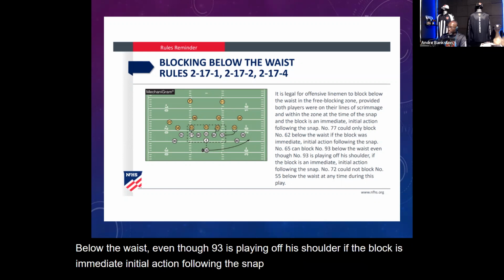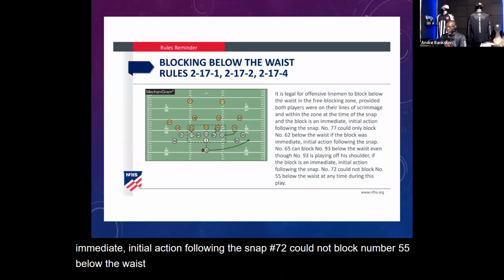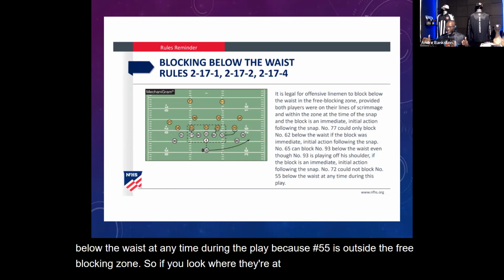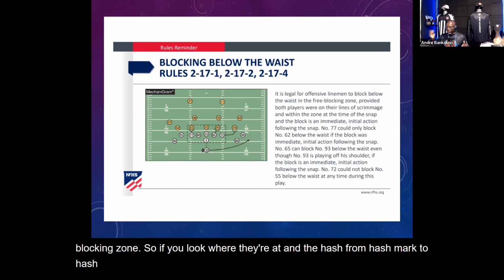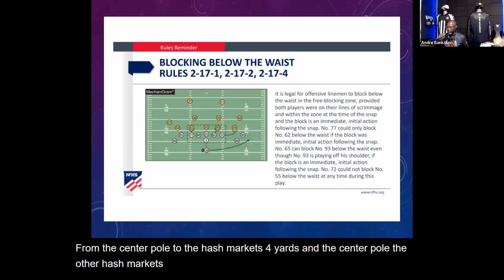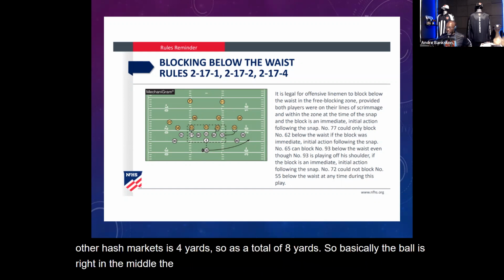Number 72 could not block number 55 below the waist at any time during the play because number 55 is outside the free blocking zone. So if you look at where they're at on the hash, from the center pole to the hash mark is 4 yards, and from the center pole to the other hash mark is 4 yards. So it's a total of 8 yards. Basically, if the ball is right in the middle, the free blocking zone is from hash to hash, and there you go on that.